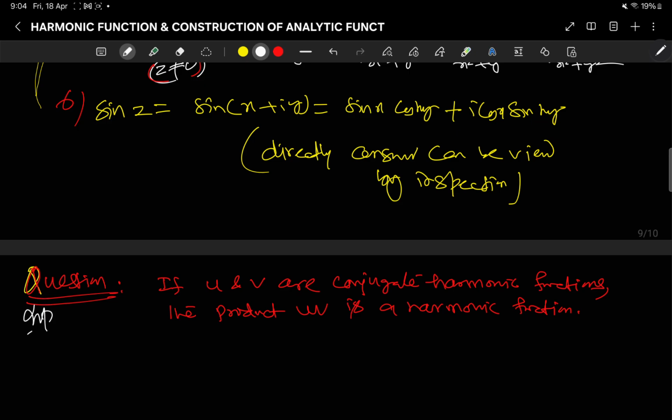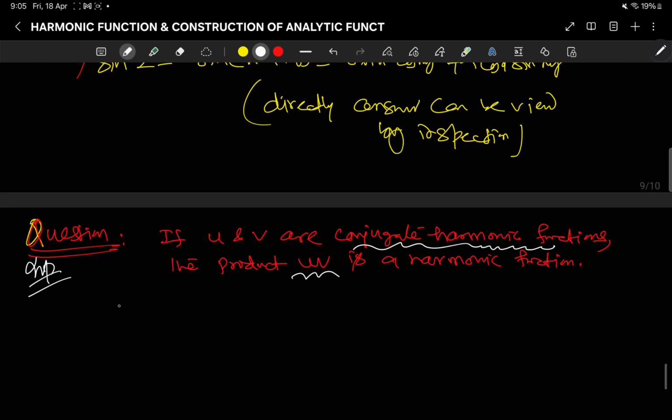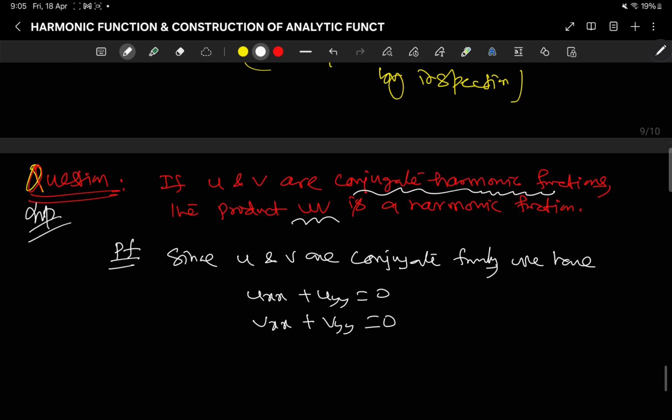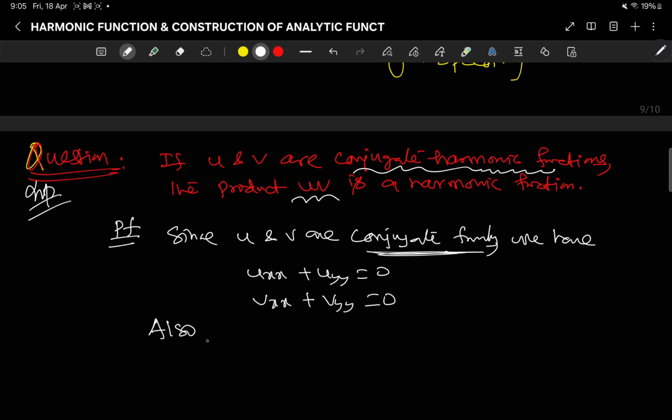Coming to an important question. If u and v are conjugate functions, then the product uv is a harmonic function. Let us prove it. Since u and v are conjugate functions, we have uxx plus uyy is equal to 0, vxx plus vyy is equal to 0, because these conjugate functions are harmonic functions. Also the CR equations hold: ux is equal to vy and uy is equal to minus vx.